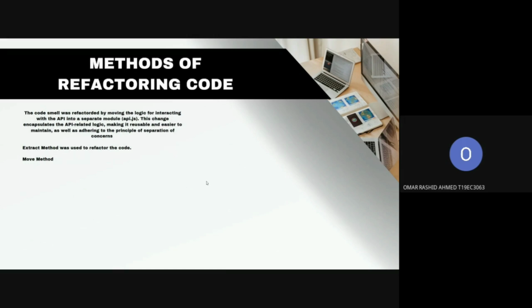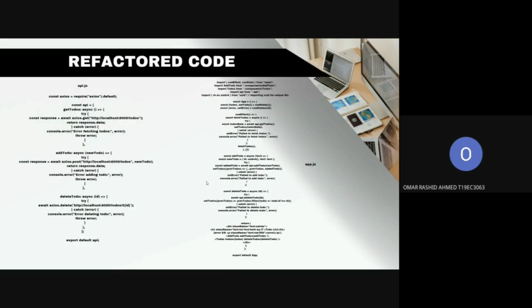The refactoring we have used here is extract method and move method. We have refactored by moving the logic for interacting with the API into a separate module, API.js. This change encapsulates the API-related logic, making it reusable and easier to maintain, as well as adhering to the principle of separation of concerns. So you can see the code after refactoring. We have API.js that contains the API calls and other things, and we have the other part of the JS.